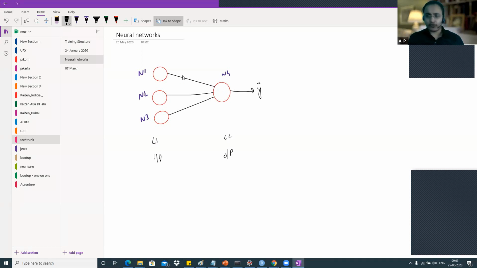Now, whenever one neuron is connected to another neuron, how important N1 is for N4 is represented by a value called weight, W1, W2, W3. So the weights W1, W2, W3 show the importance of neurons N1, N2, N3 for the neuron N4. When you start to train the neural network, the values of the weights are randomly initialized.